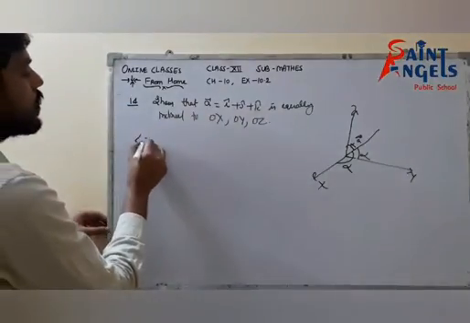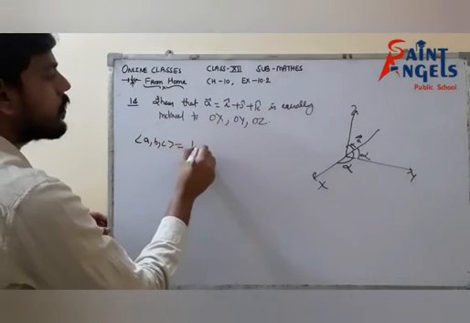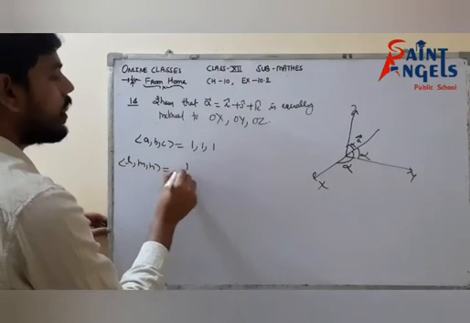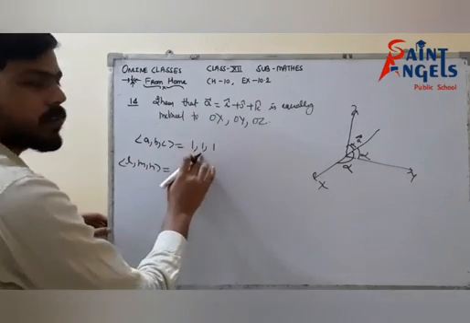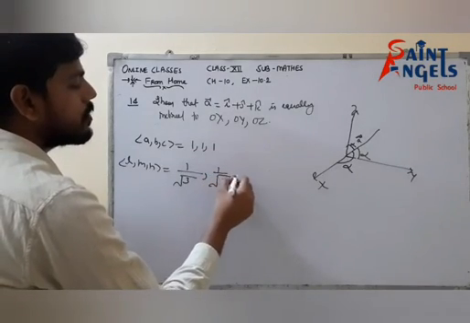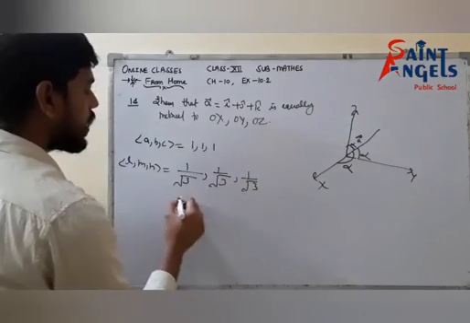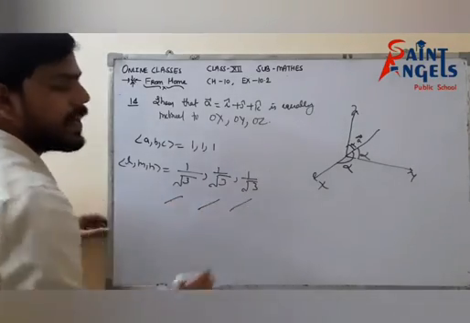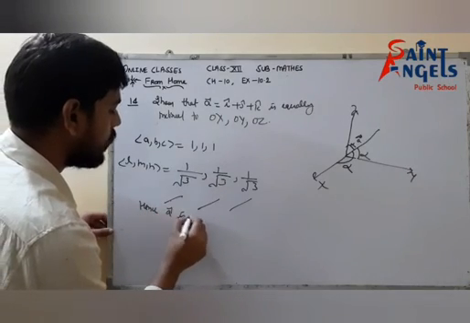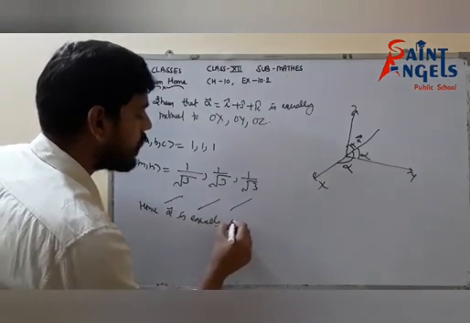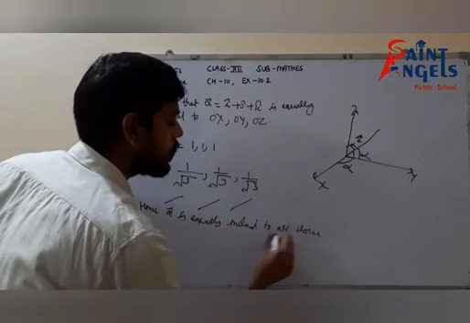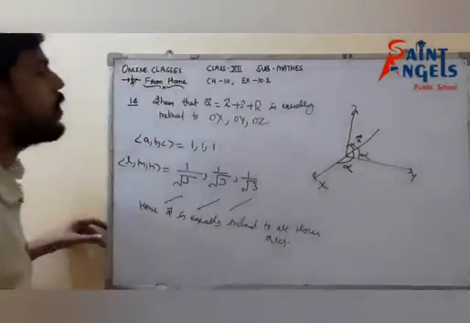So beta, here direction ratios a, b and c are 1, 1, 1. So l, m, n would be a upon under root a square plus b square plus c square, 1 upon under root 3. m would be b upon under root a square plus b square plus c square, 1 upon under root 3. So beta, value of l, m and n are equal. It means what? Hence vector A is equally inclined to all three axes. Okay students, so now please pause the video and note it down.